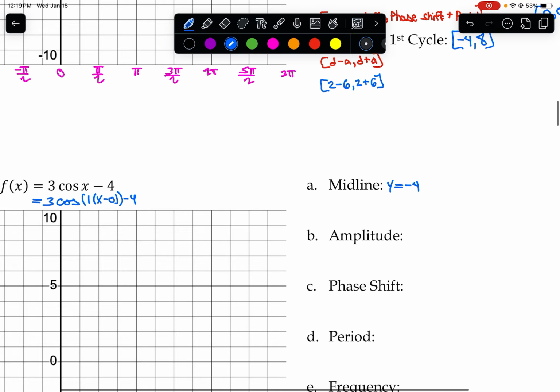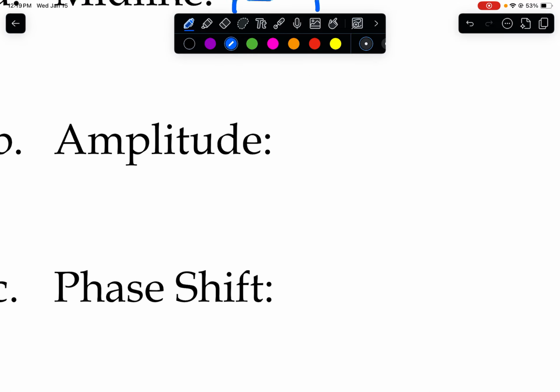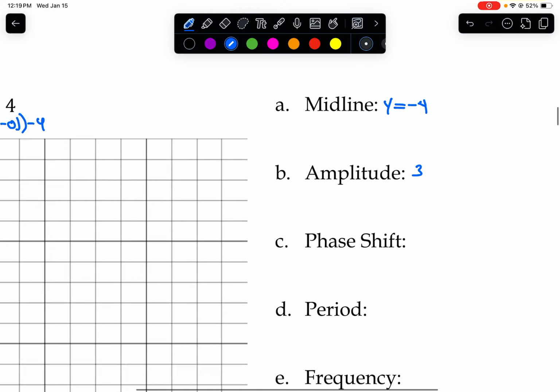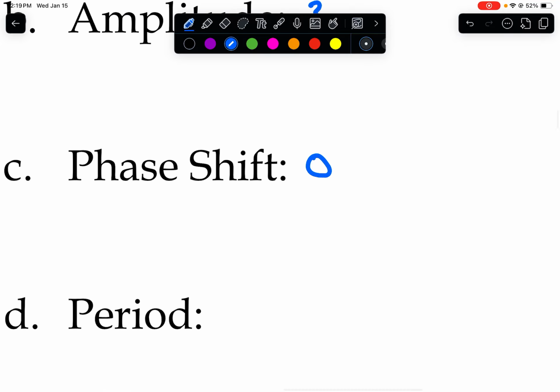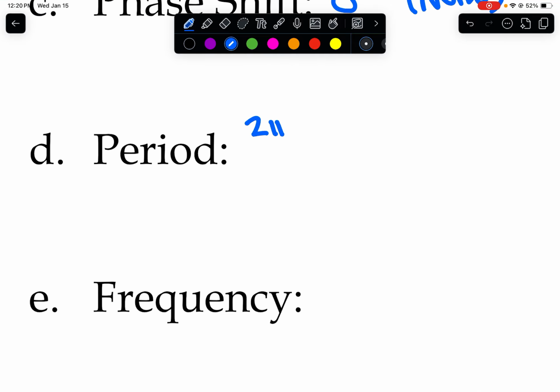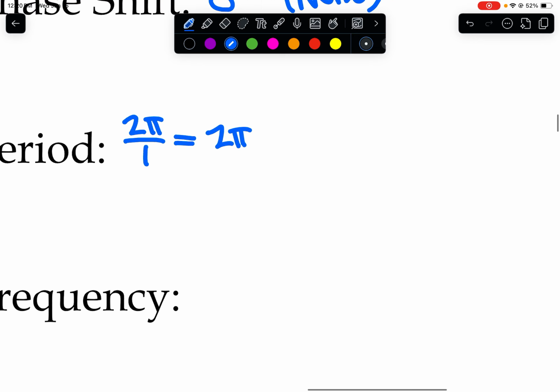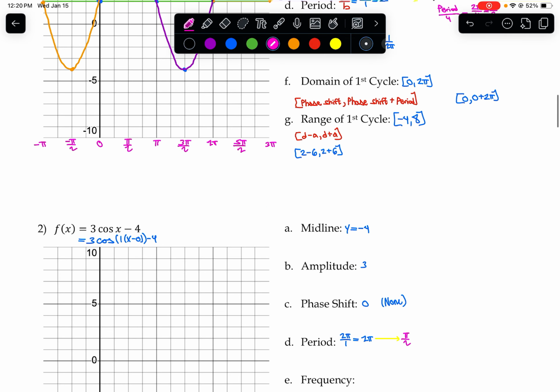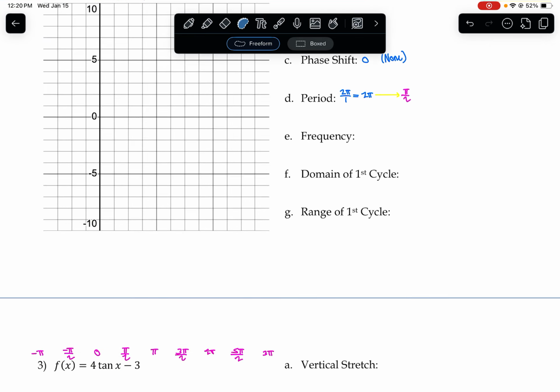All right, and then your amplitude, the absolute value of your a value, which is going to be 3. Then your phase shift, which in this case we have none, so 0 or none, whatever you want to put. All right, and then the period is going to be 2 pi over whatever your b value is, which in this case is just going to be 2 pi. So based on the period, I'm going to go ahead and just keep the scale of pi over 2, since we don't have any weird period or anything like that. So I'm going to copy and paste the period from number 1 and just use it for number 2 as well.